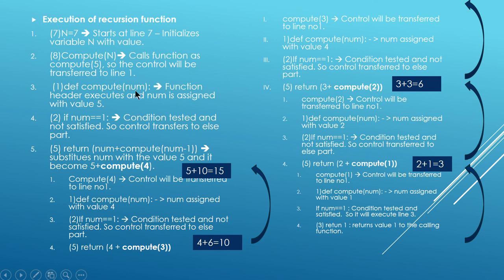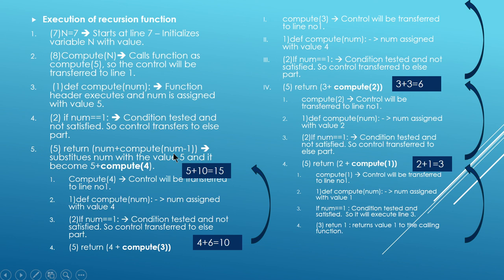So after assigning the value, it will start executing the next line. If the number is equal to 1, is the condition satisfied? No, the condition is not satisfied, so it will go to the else part. What is there in the else part? In the else part, I have return of num plus compute of num minus 1.